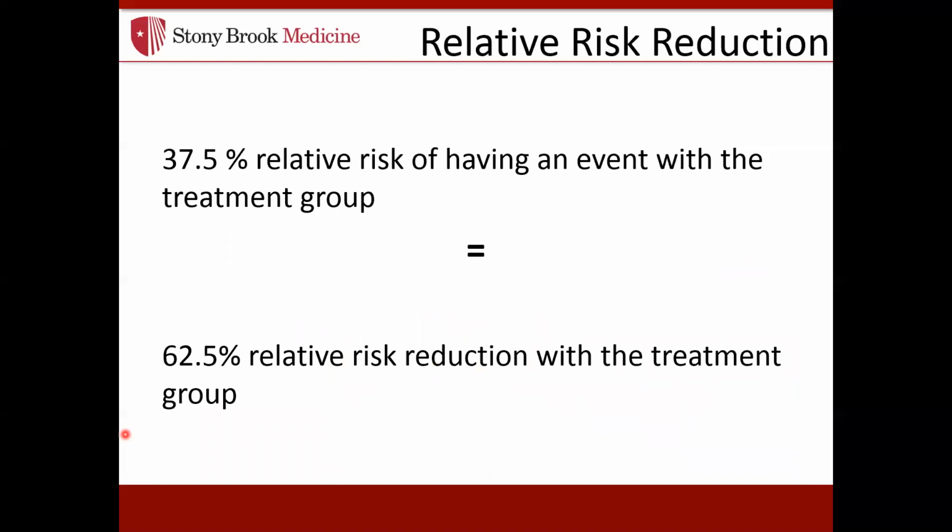So relative risk reduction: a 37.5% relative risk of having an event with the treatment group is equal to a 62.5% relative risk reduction with the treatment group. The reason why I'm going over this is that if you do have questions that come up, this is the type of lingo that they would be using. It would be important to be able to distinguish how to interpret those values.